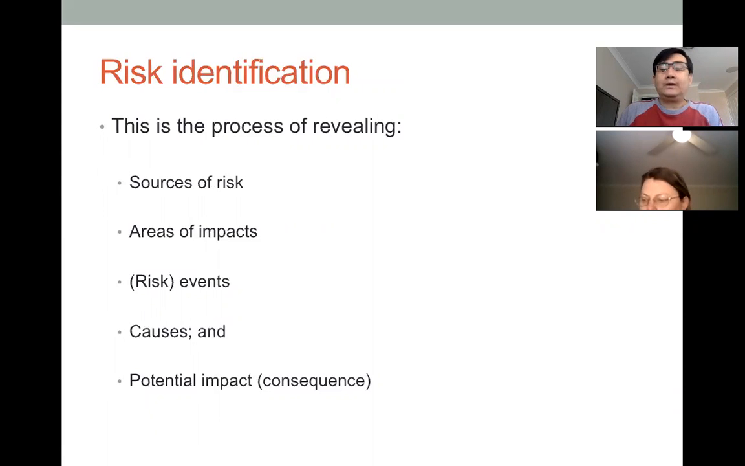Now, this week, in this module, we will discuss risk identification, which is actually the process of revealing the sources of risk, where risks may come from, and also revealing the areas of impact. What would be the impact if that risk event happens, affecting our objective? And definitely we also need to reveal the risk events themselves. They are the events that may stop us from achieving the objectives, the causes, and also the potential impact or consequence.